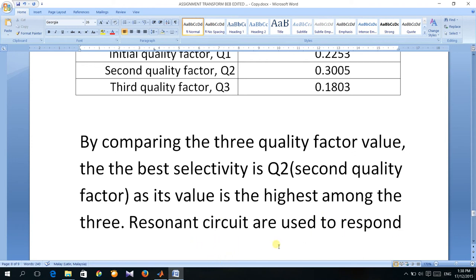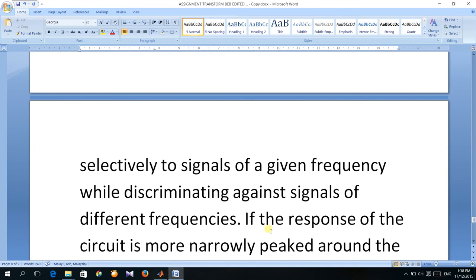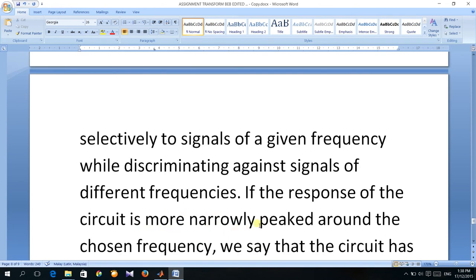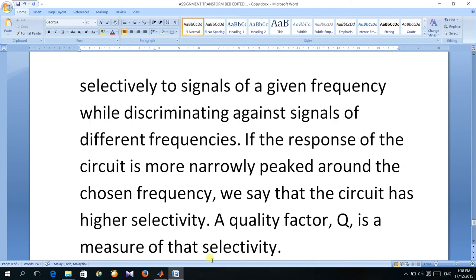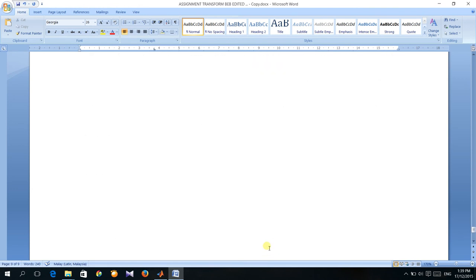Resonant circuits are used to respond selectively to a signal of a given frequency while discriminating against signals of different frequency. If the response of the circuit is more narrowly peaked around the chosen frequency, we say that the circuit has higher selectivity. A quality factor Q is a measure of the selectivity.